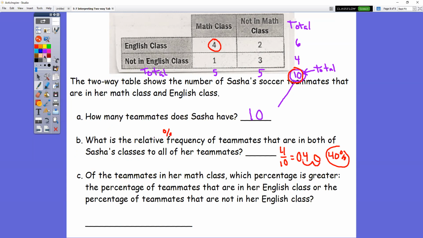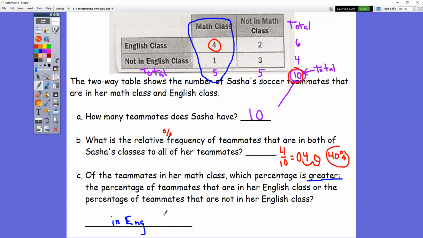Letter C. Of the teammates in her math class, so we're just looking at her math class, which percentage is greater? The percentage of students that are in her English class or not in her English class? So are there more students in her English class or not? Well, it would be in her English class because we're looking at 4 compared to 1.